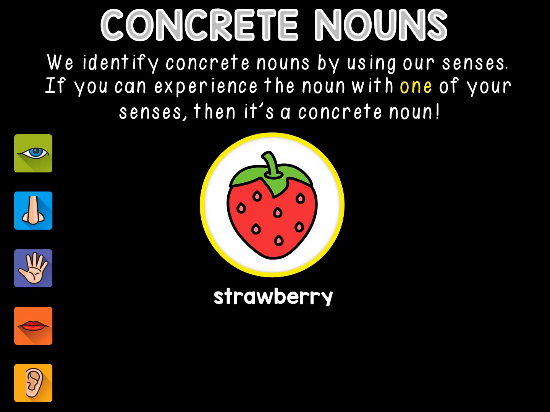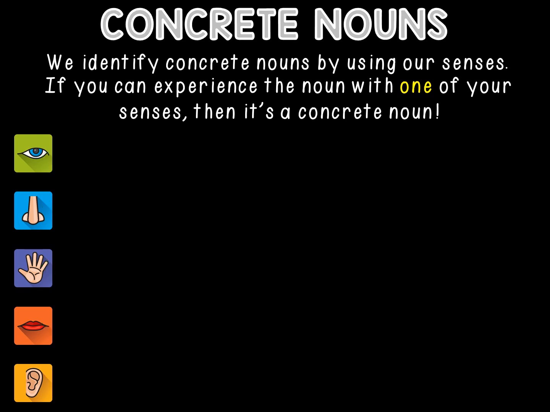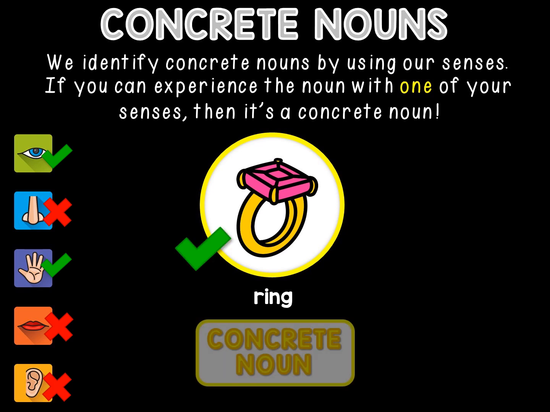A strawberry. Well, we can see a strawberry. We can smell a strawberry. We can touch a strawberry. We can taste a strawberry, but we can't hear it. But it is still a concrete noun. A ring. We can see a ring. We can't smell it. We can touch it. We can't taste it, and we can't hear it. But because we can do it with two senses, it is still a concrete noun.